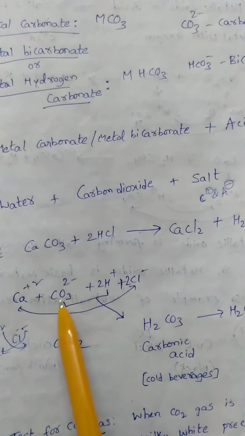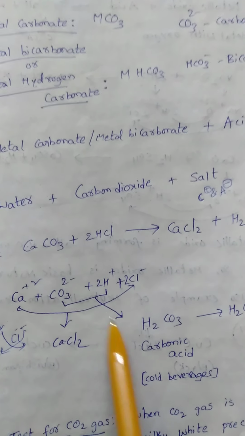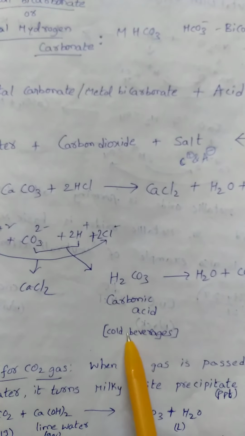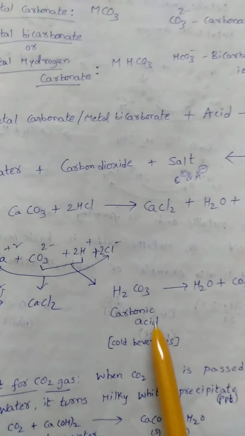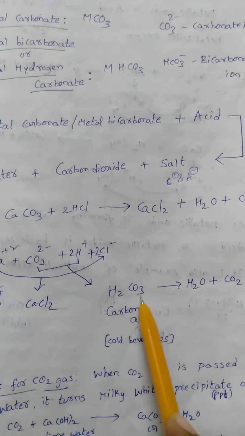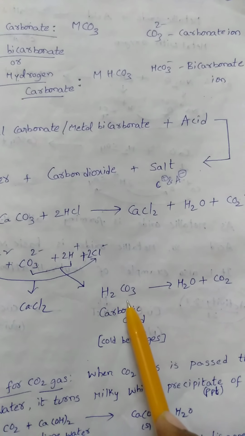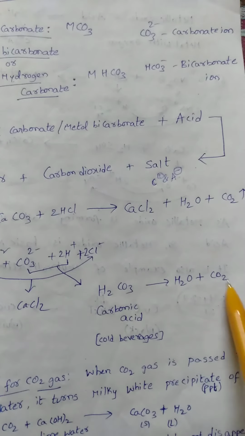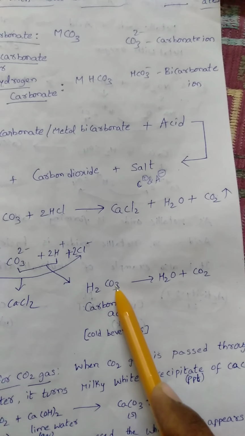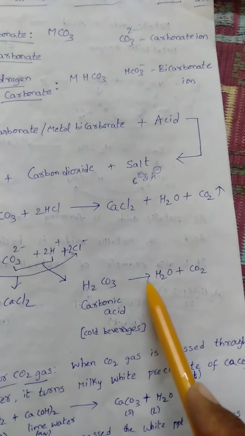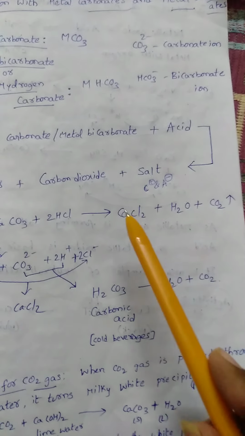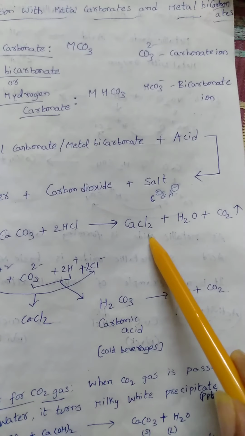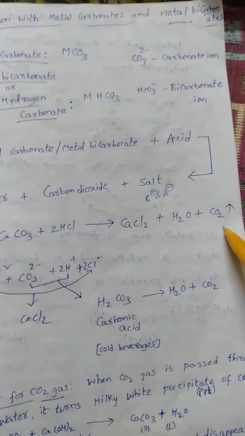The other combination is H plus combining with CO3 2 minus. H is plus, CO3 is 2 minus, crisscross gives H2CO3. It is called carbonic acid, which is found in cold drinks and other beverages. This itself is unstable and breaks into H2O plus CO2. From CO3, one O is taken by H2, it is connected to form H2O, and CO2 is left. So we got a salt CaCl2 plus water plus CO2 gas.